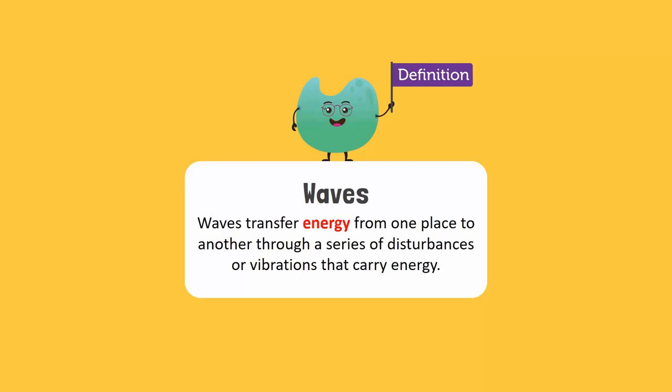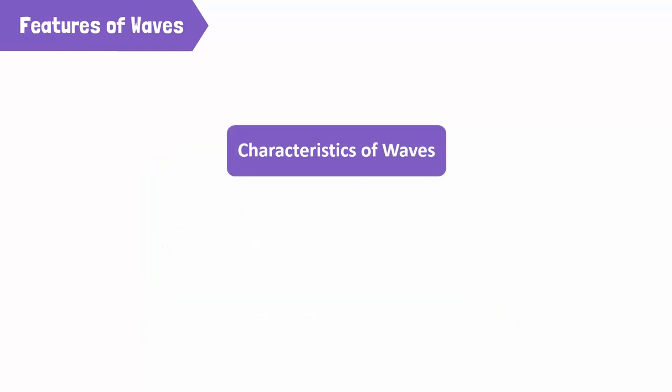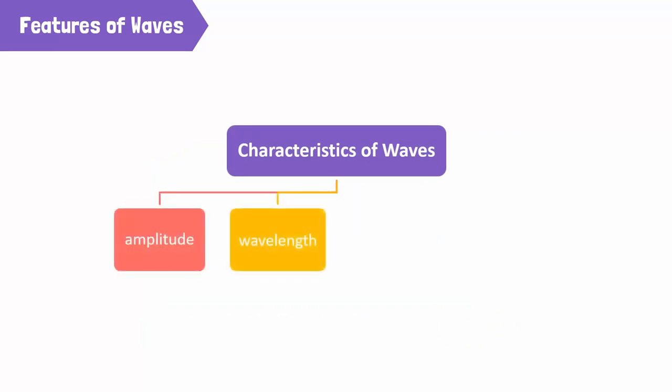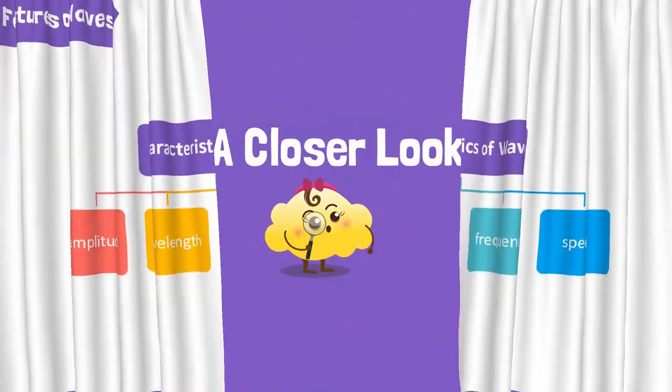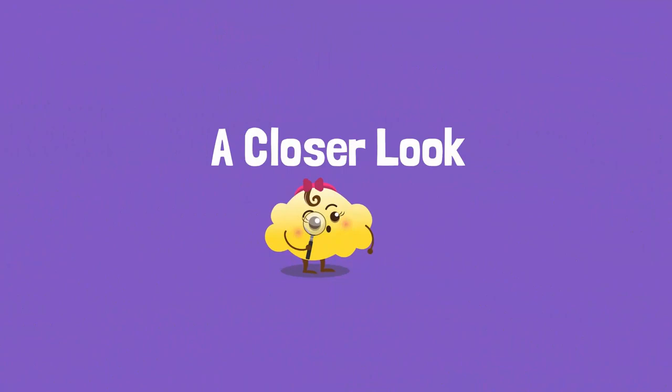Waves transfer energy from one place to another in a medium through a series of disturbances or vibrations that carry energy. Here are the basic features of waves: amplitude, wavelength, frequency, speed. These four quantities describe different properties of waves. Let's discover what each of these mean.